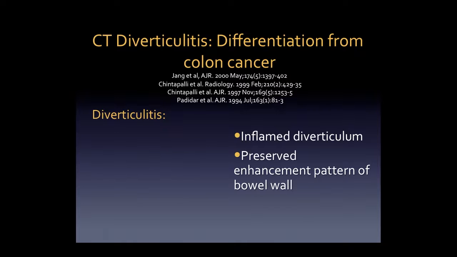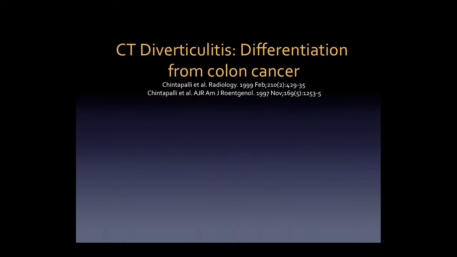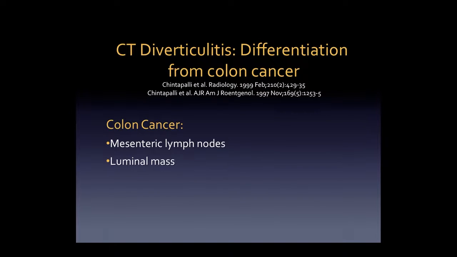So a single inflamed diverticulum, being able to point to one diverticulum and say that diverticulum is definitively inflamed, and seeing that preserved enhancement pattern of the bowel wall, those are the two best signs for differentiating diverticulitis from colon cancer. Now, conversely, there are some other signs which suggest colon cancer. Those are the presence of mesenteric lymph nodes. And you might think that diverticulitis is inflammatory, there might be reactive nodes. But if you see nodes, it is much more likely to be colon cancer than it is to be reactive nodes from diverticulitis. So that's a warning sign.